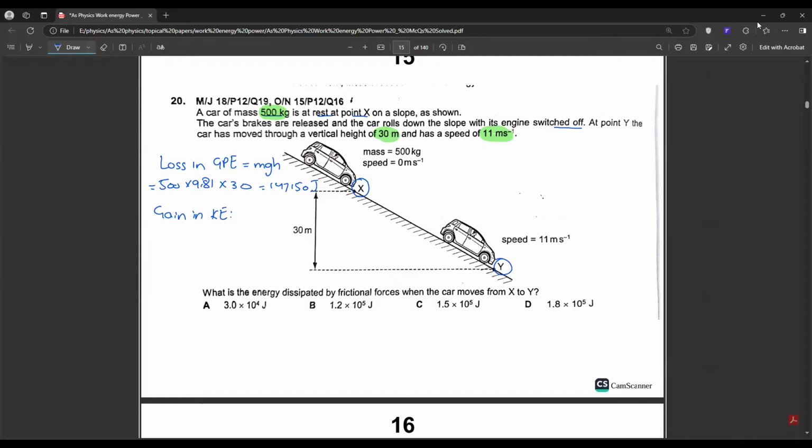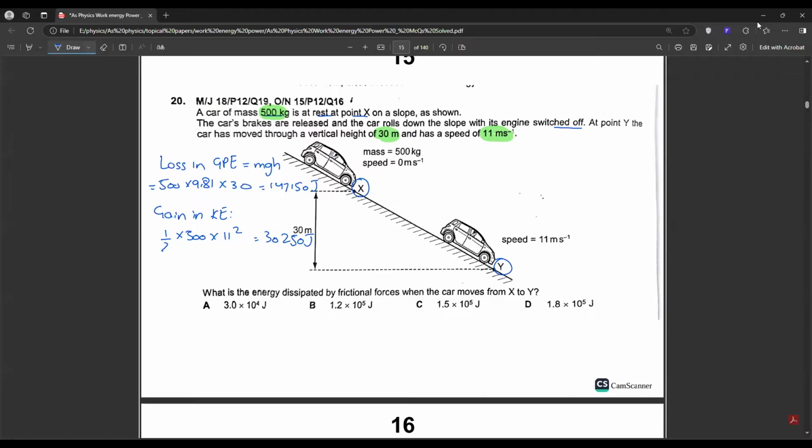Initially it was at rest, now it is at a speed of 11. 1 upon 2 into mass, that is 500, into velocity square, that is 11 square. 250 into 11 square, this gives you an answer of what? 30,250 joules. Subtract both of that.